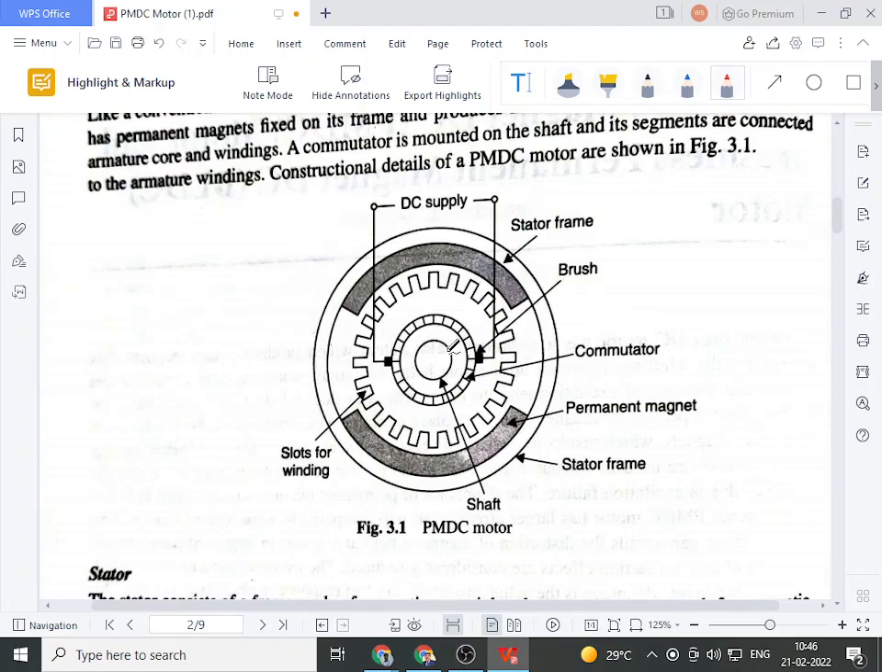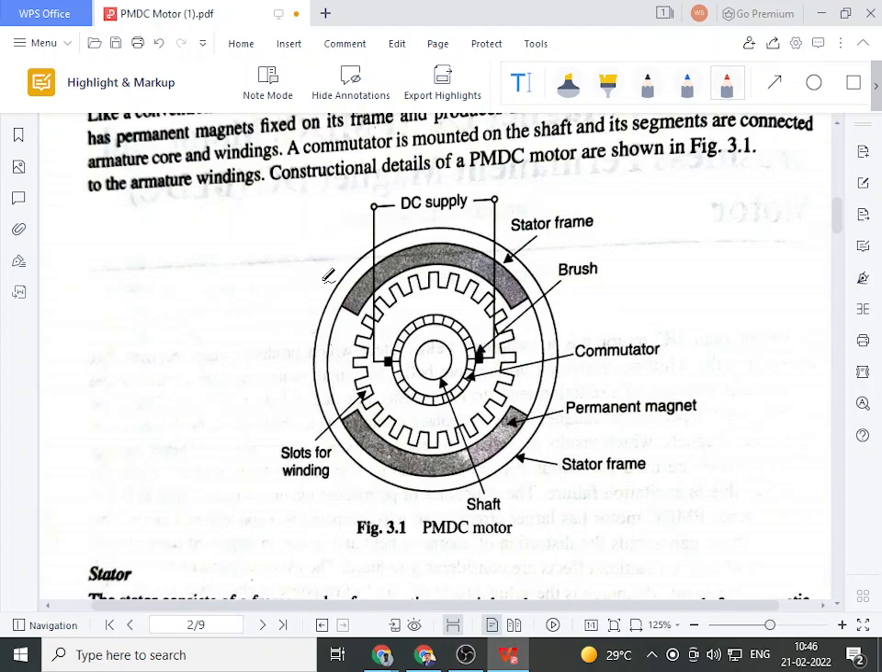So the commutator brush arrangement, and the brushes are excited with the DC supply. Because it is a PMDC motor, we have to run this machine in motoring mode. So we have to excite the armature winding whenever we run that machine in motoring mode, because a motor always works on the principle that a current carrying conductor placed in a magnetic field experiences a force.